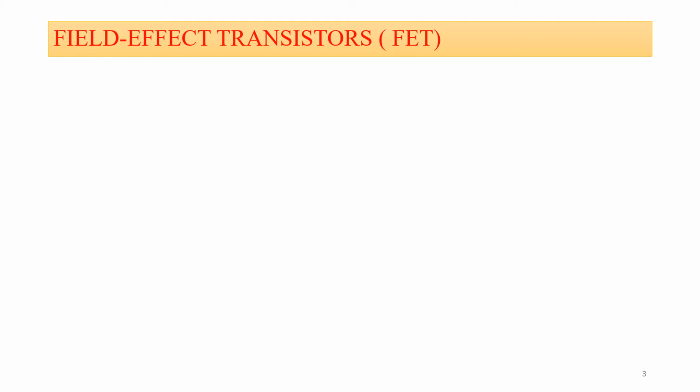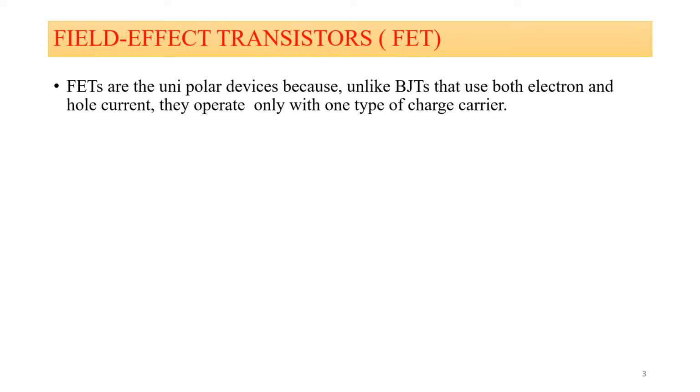Before going to start the MOSFET directly, let's see what is FET. Now FET stands for field effect transistors. Now field effect transistors are the unipolar devices. Now what is unipolar devices? As we know, in case of bipolar junction transistor, the conduction takes place due to both electrons as well as the holes. But in case of the FET or field effect transistors, the conduction takes place due to only one type of the majority carriers. It will be either by holes or the electrons.